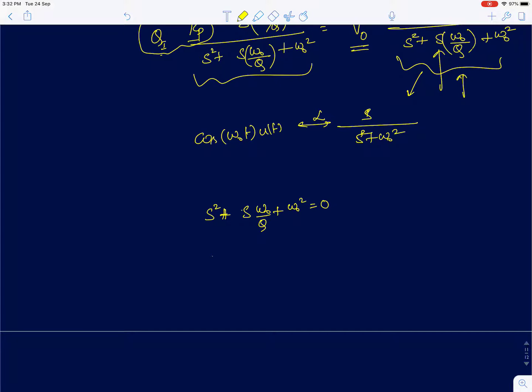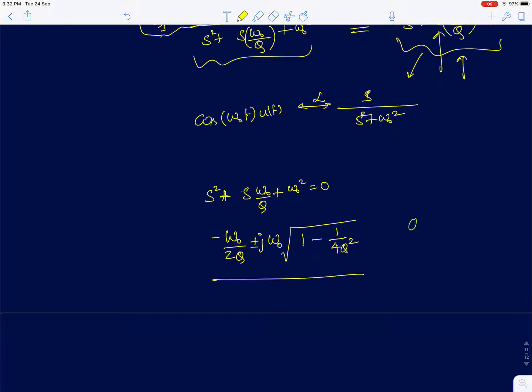I'll directly write the expression for the poles. It will be minus omega naught by 2Q plus or minus j omega naught into root of 1 minus 1 by 4Q square. Again, the poles here are complex conjugate poles, and this is valid if Q is greater than or equal to half. And for most ideal, even radio frequency circuits, this condition will normally be valid, Q greater than or equal to half.